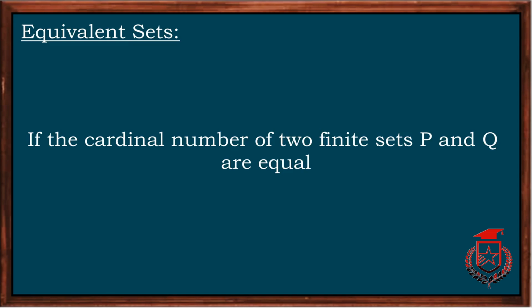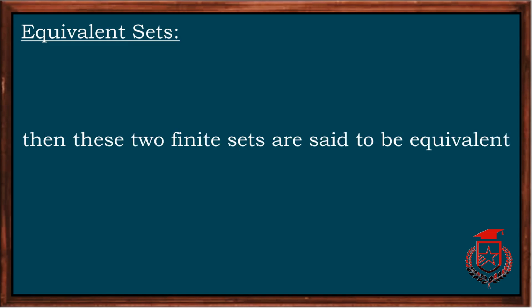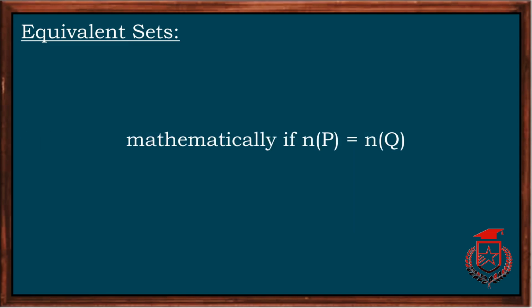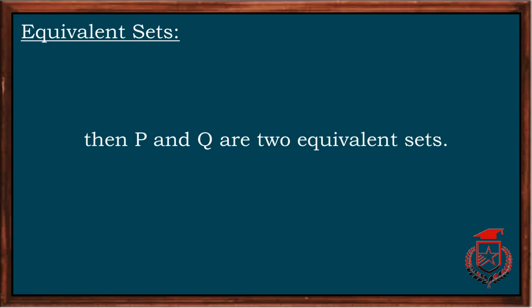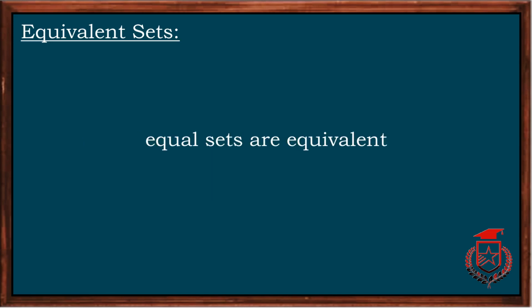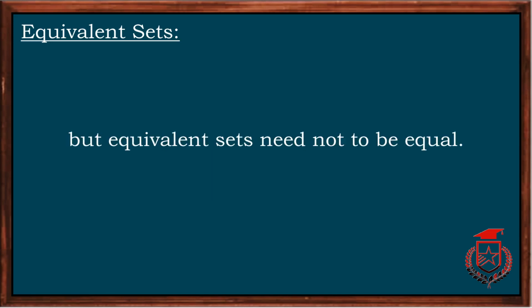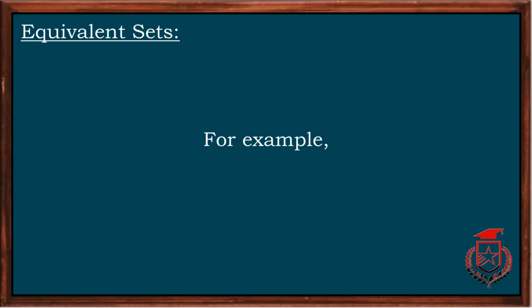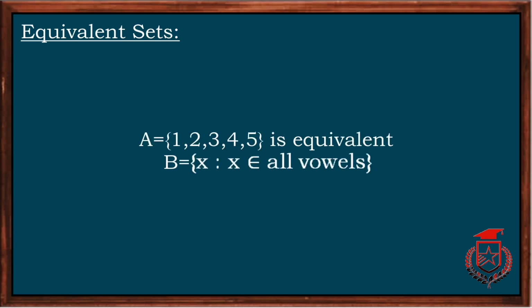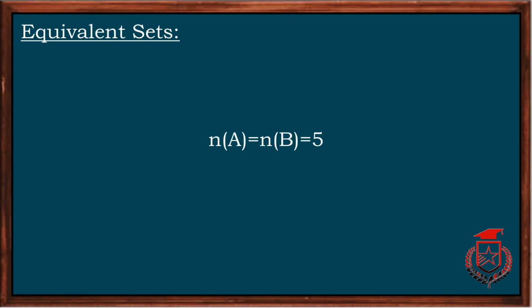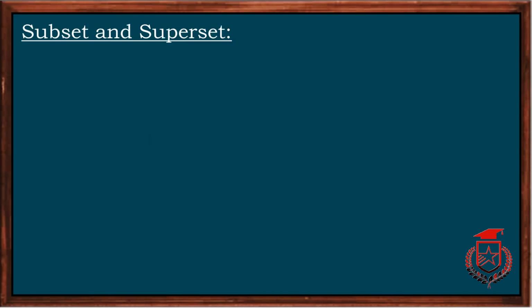Equivalent sets: if the cardinal numbers of two finite sets P and Q are equal, then these two finite sets are said to be equivalent. Mathematically, if n(P) equals n(Q), then P and Q are two equivalent sets. Clearly, equal sets are equivalent, but equivalent sets need not be equal. For example, the set {1, 2, 3, 4, 5} is equivalent to the set of x such that x belongs to all vowels, as the cardinal number of both sets is 5.